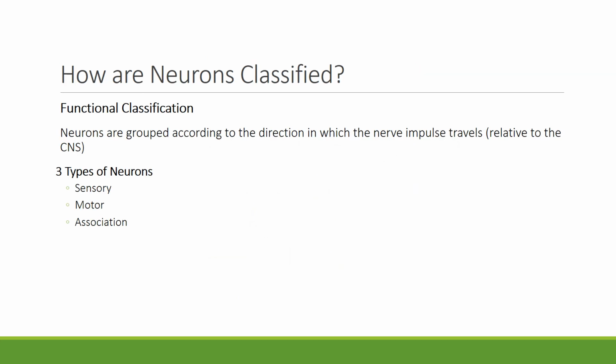The second way to classify neurons is functionally, that is, according to what they do. Neurons are grouped according to the direction in which the nerve impulse travels relative to the central nervous system. There are three types of neurons based on function: sensory, motor, and association neurons.